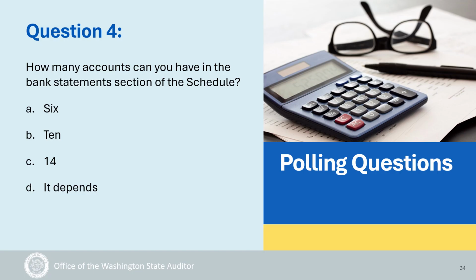Question 4. How many accounts can you have in the bank statement section of the schedule? A, 6, B, 10, C, 14, or D, it depends. Those of you who answered it depends are correct. This part of the schedule is the only part that you should be adding line items to. Note that if you're adding line items, that these specific lines are included in the equations that are already in place throughout the spreadsheet.